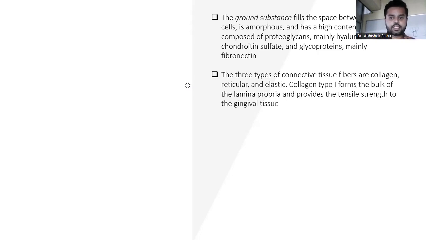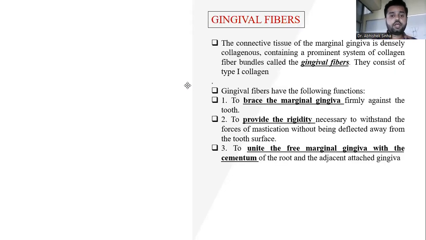The three types of connective tissue fibers are collagen, reticular, and elastic. And collagen type 1 forms the bulk of the lamina propria, that means your connective tissue. Now, speaking of the fibers, we just spoke of the wavy nature of fibers. In between the fibers there is ground substance occupying the free space. So now, what are the types of fibers?